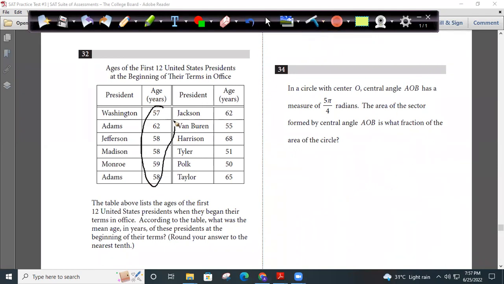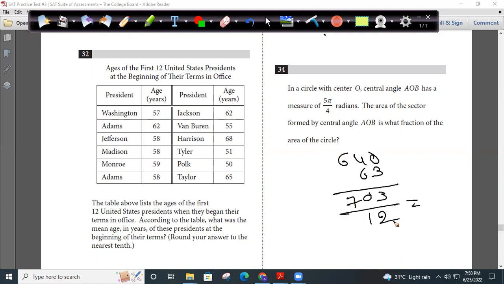So I gave the ages. I'm just asking you to find their mean age. So 57 plus 62 plus 58 plus 58 plus 59 plus 58, 62, 55, 68, 51, 50, 65. I need to add them and divide by 12. If I did some mistake, please excuse me, or you can use your wonderful calculator.